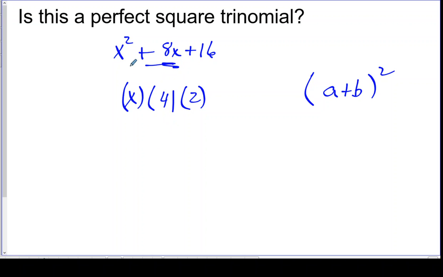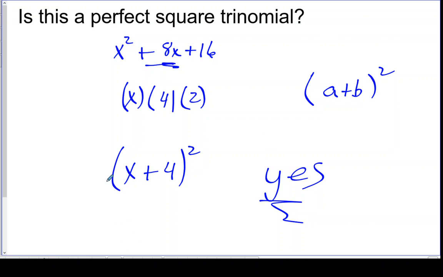So we know then that the factorization of this is going to be the square root of the first term, which is x, plus the square root of the second term, which is 4. And if I multiply those two binomials together, it's going to give us x squared plus 8x plus 16. So yes, this is a perfect square trinomial.